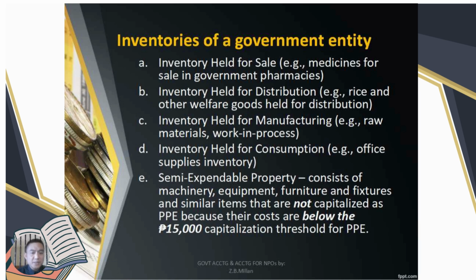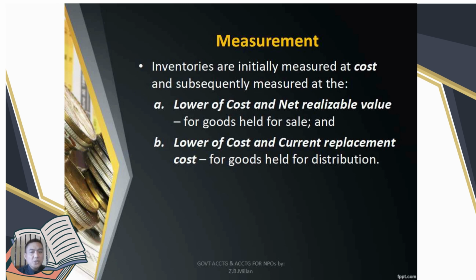Letter E, semi-expendable property consists of machinery, equipment, furniture, and fixtures, and similar items that are not capitalized as PPE because their costs are below the 15,000 capitalization threshold for PPE guys. Okay, so you can put that in the semi-expendable property, not capitalizable because their costs are below 15,000 pesos, guys.